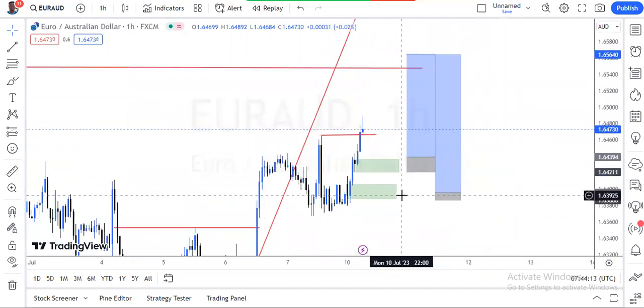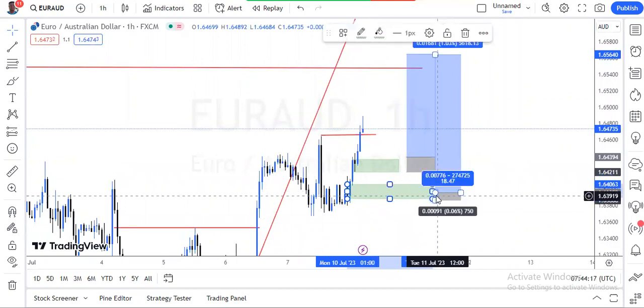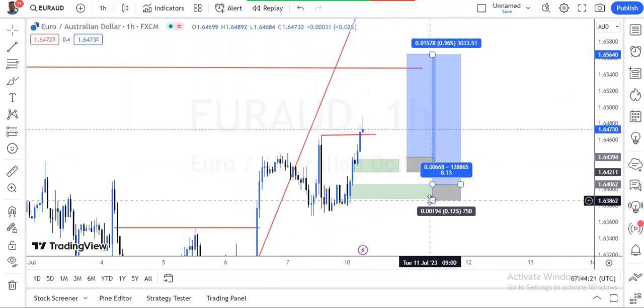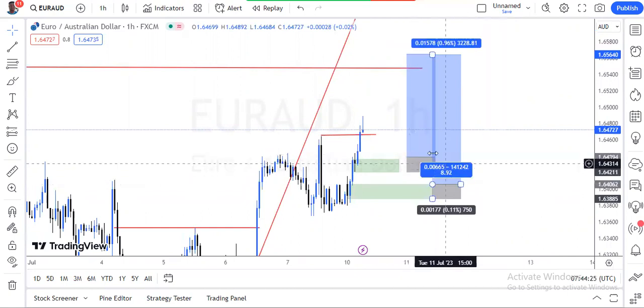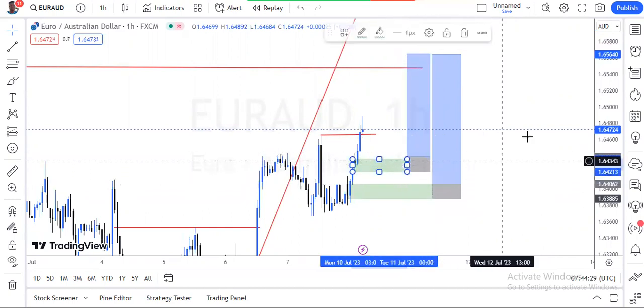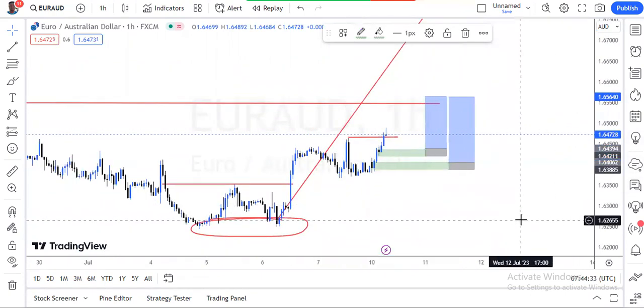The risk to reward is very high. So we have a low risk to a high reward. This is what we have currently. This is what we are looking at on the Euro AUD.